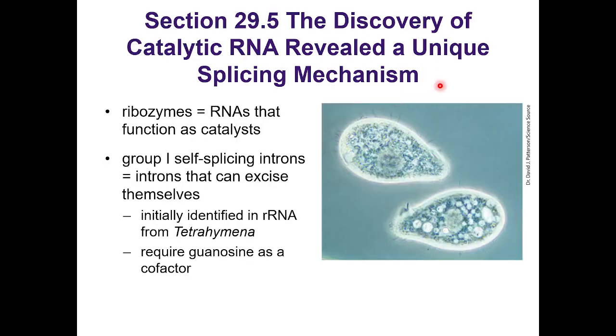Okay, so ribozymes are going to be RNAs that function as catalysts. Your group 1 self-splicing introns are going to be the introns that excise themselves. These were initially identified in the rRNA. This is from Tetrahymena. This requires guanosine as a cofactor. And we can actually see this under a microscope here, which is quite interesting.